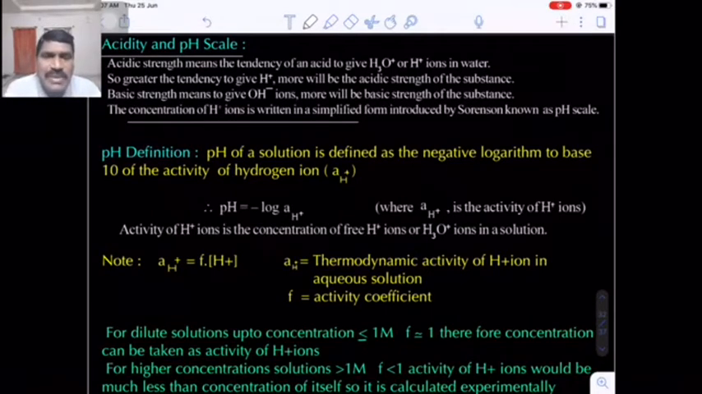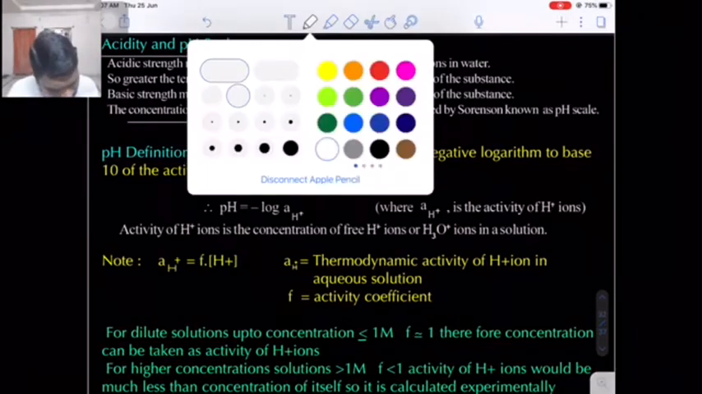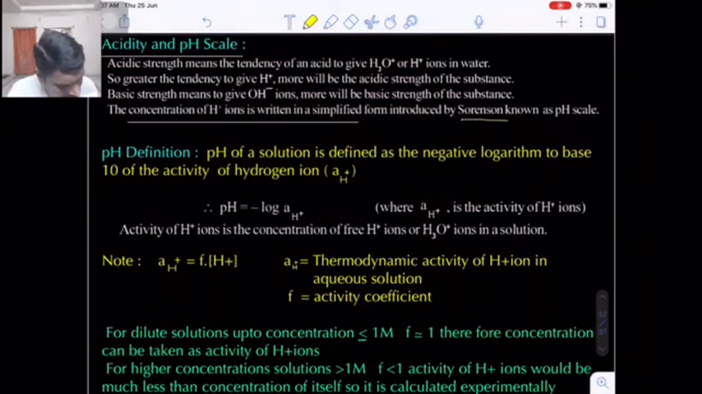Now here, how do we express the concentration of H plus ions in aqueous solution? For such a purpose, there is one important measurement, called the pH scale. This pH scale was introduced by S.P.L. Sorensen, a Dutch scientist, who explained the H plus ion concentration in terms of the pH scale, especially for very dilute solutions.